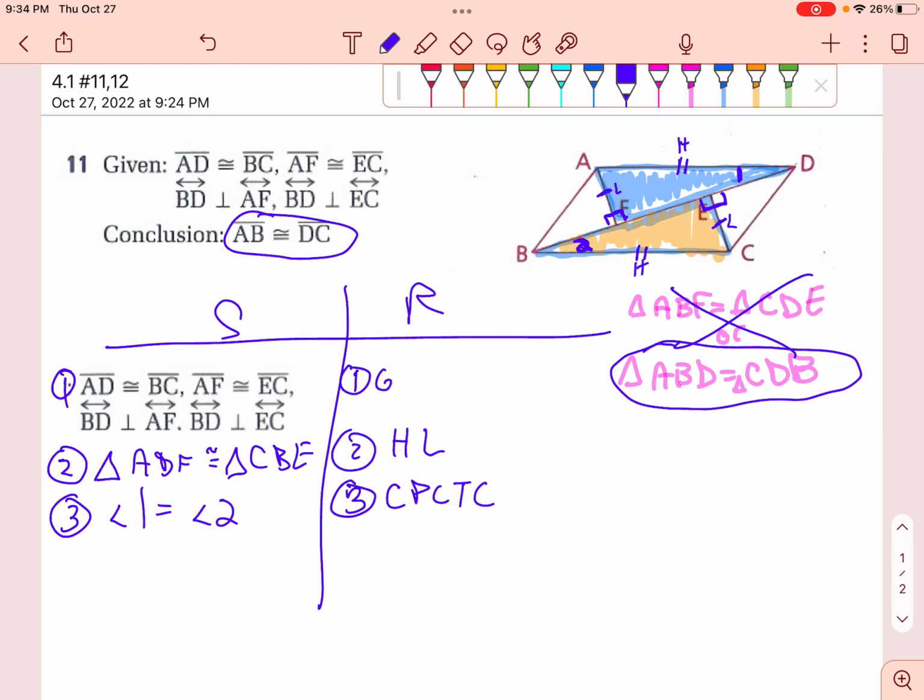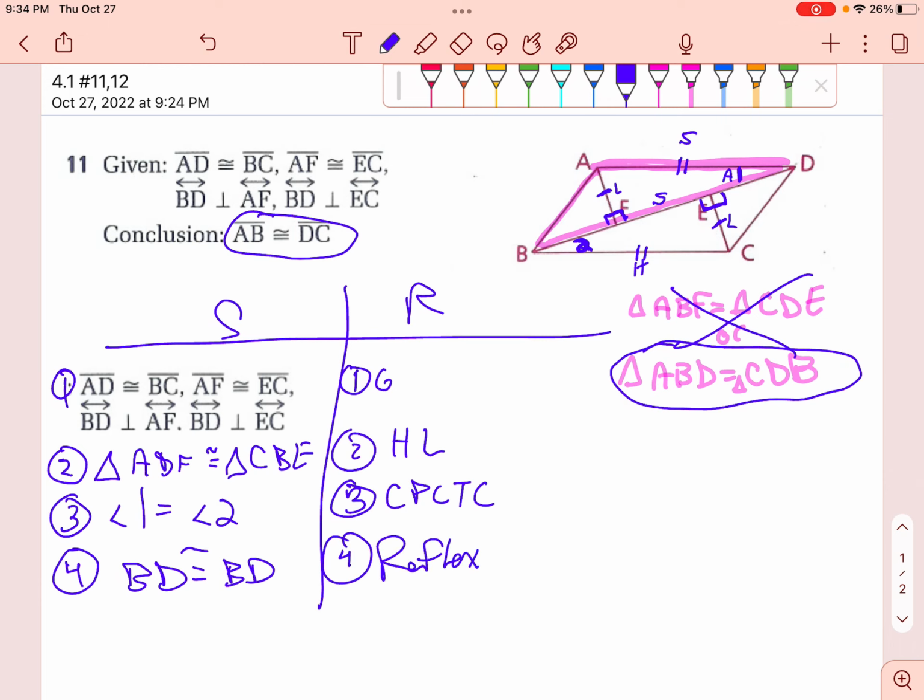And now I think, let me see. I'm going to erase that. So I have angle 1 equal to angle 2. Let's see if we can get this going right here. Because I have a side, I have angle 1, and I have that reflexive side. So I just have to make sure I write that reflexive side down. So BD is congruent to BD. And that is the reflexive property, which is any segment is congruent to itself.